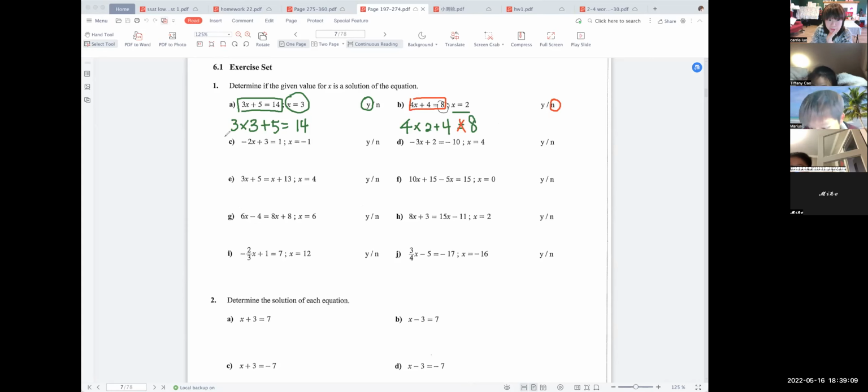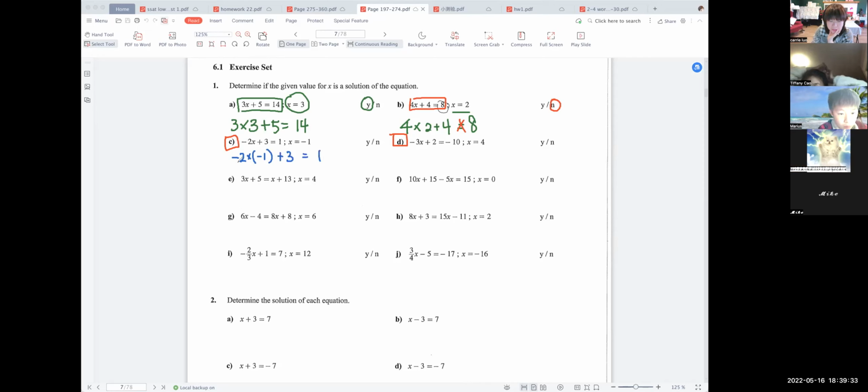So I'm going to ask you to do E and F. We're not doing a lot of questions, okay? Because I'm going to do C and D with you, because D is a harder one, because it's negative. So let's take a look at this one. We have negative 2 times x. So how do we do it? Times negative 1. Get it? So negative 2 times negative 1 plus 3 equals 1.